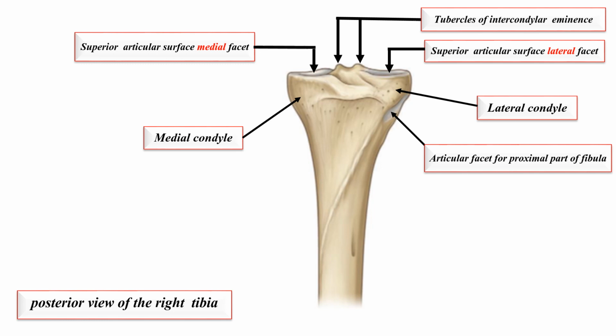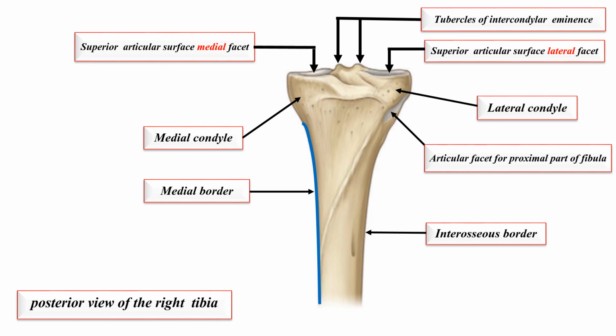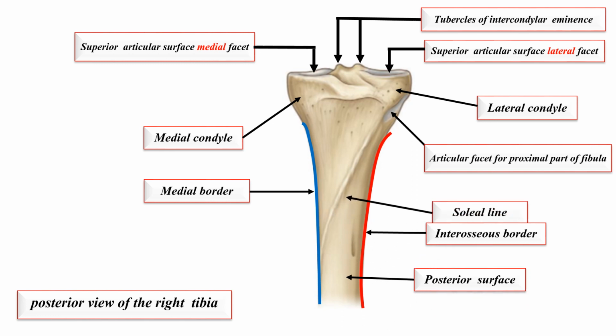This is the articular facet for articulation with the proximal part of the fibula. This is the medial border and this is the lateral border or the interosseous border. This is the posterior surface between the medial border and the interosseous border. In the upper part of the posterior surface, the soleal line runs obliquely.